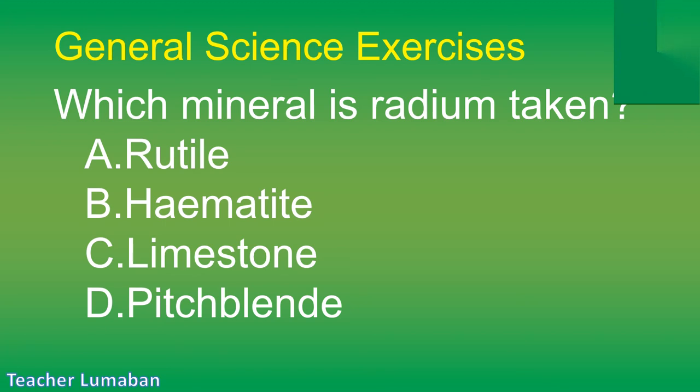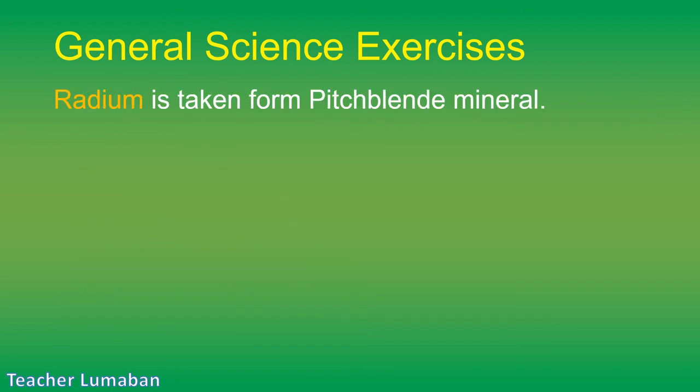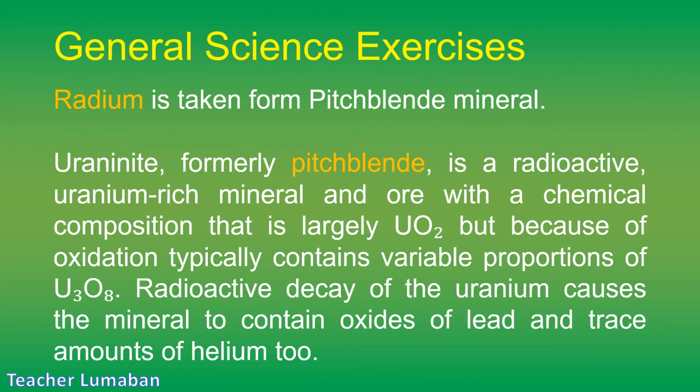The correct answer is letter D, pitchblende. Radium is taken from pitchblende mineral. Uraninite, formerly pitchblende, is a radioactive, uranium-rich mineral and ore with a chemical composition that is largely UO2, but because of oxidation typically contains variable proportions of U3O8. Radioactive decay of the uranium causes the mineral to contain oxides of lead and trace amounts of helium.